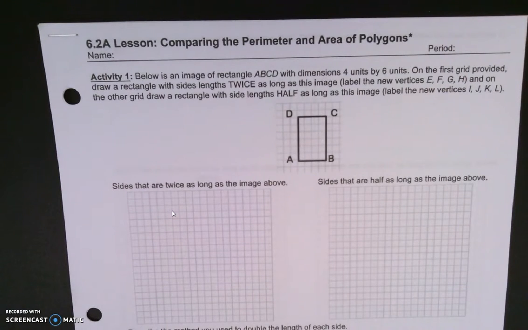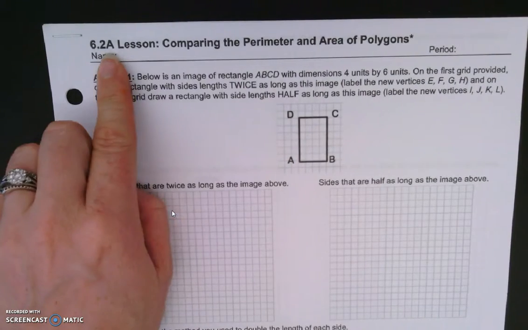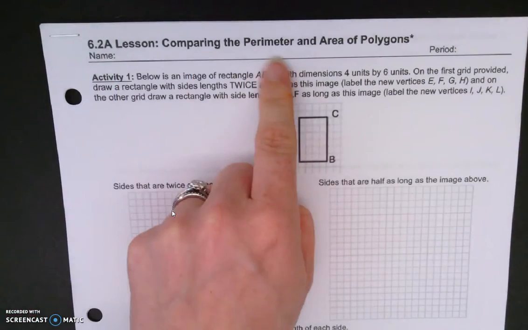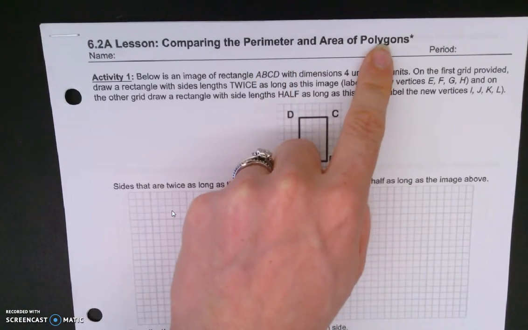I'm on page 35. I hope you're on page 35 also. And let's track the title together. 6.2a lesson, comparing the perimeter and area of polygons.